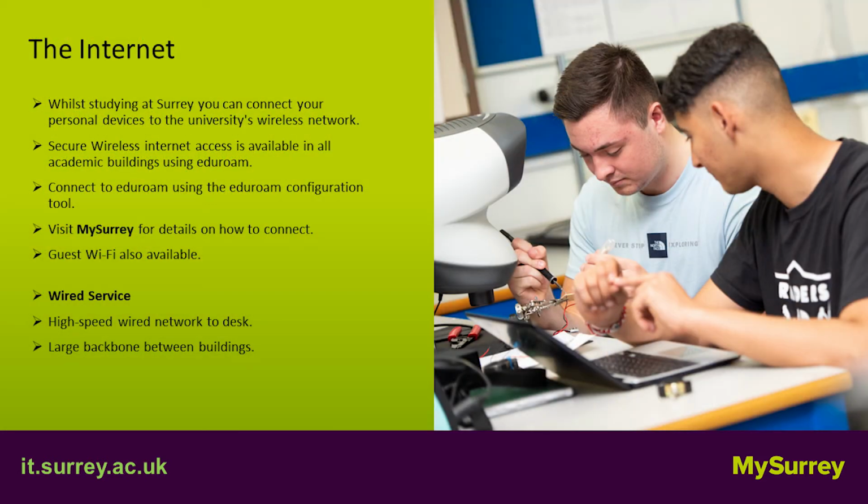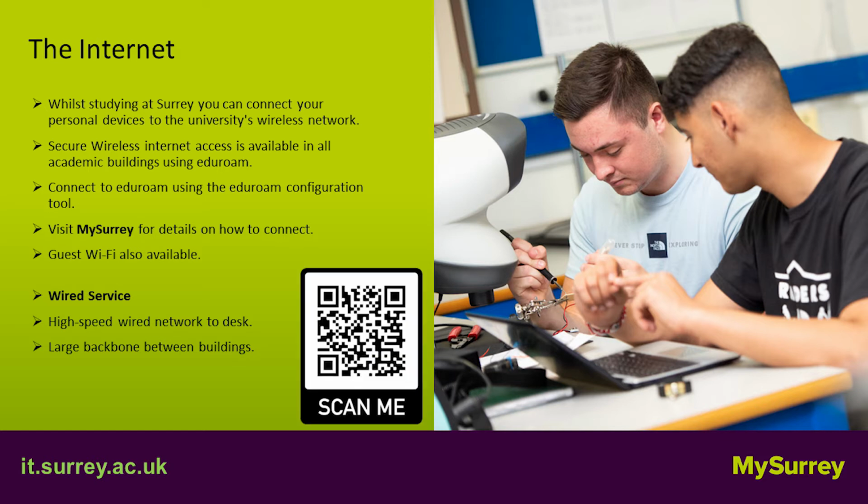While studying at Surrey, you can connect your personal devices to the university's wireless network. Secure wireless internet access is available in all academic buildings using Eduroam. Connect to Eduroam using the Eduroam configuration tool. Visit My Surrey for details on how to connect, or scan the QR code on screen. Guest Wi-Fi is also available. There is a high-speed wired network to each desk and a large backbone between university buildings.